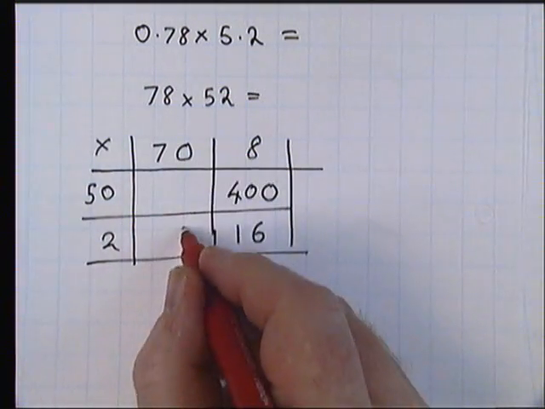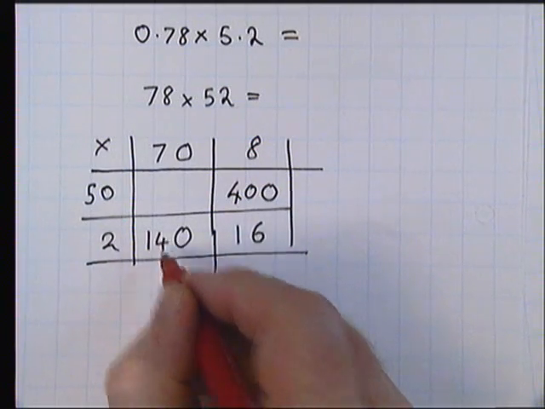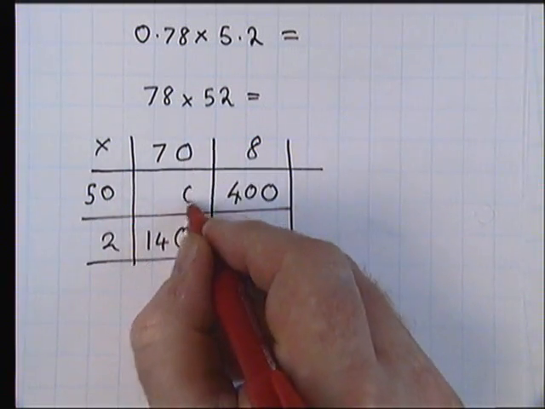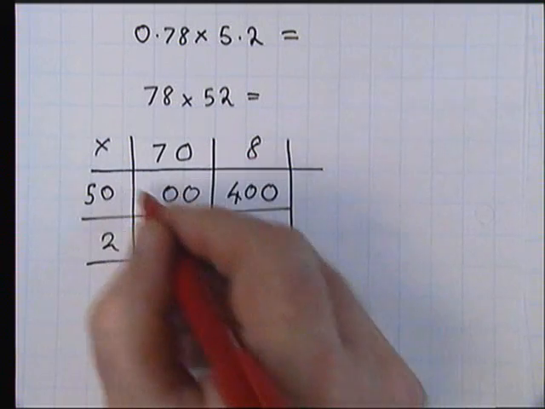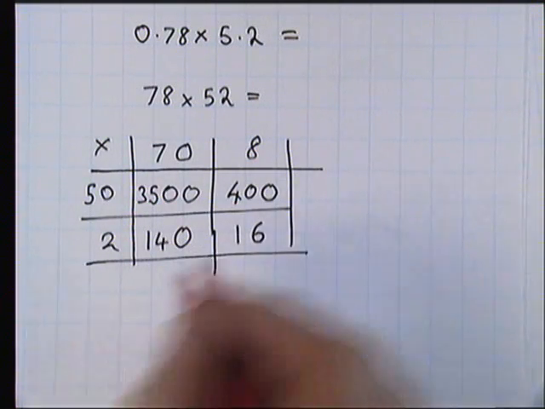Count the zeros, one of them. 7 2s are 14. Count the zeros, 2 of them. 5 7s are 35. So we filled up the grids by multiplying.